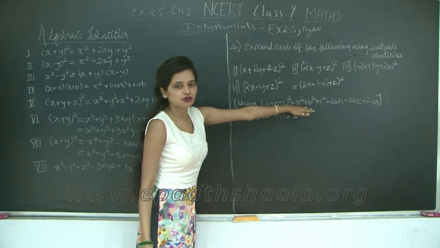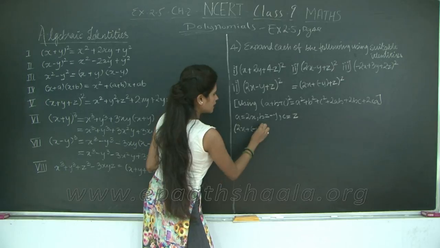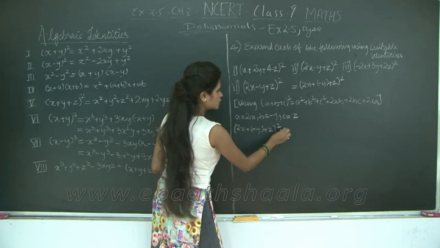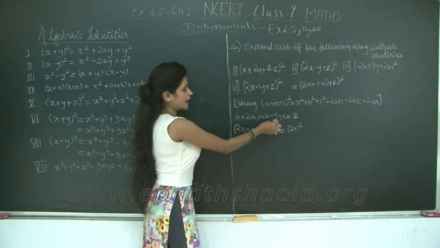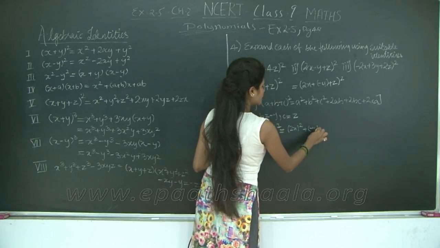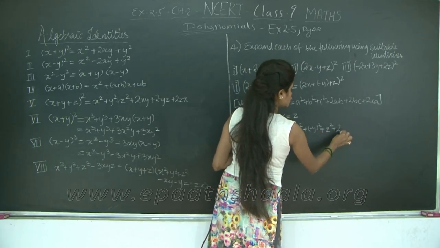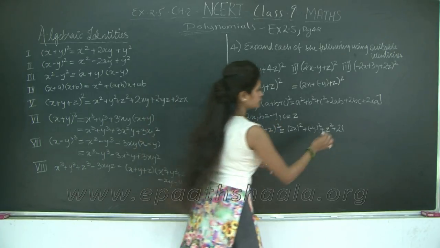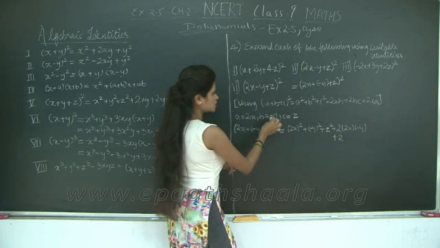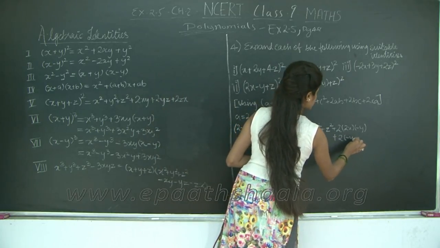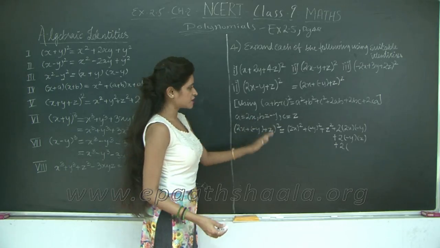Substituting the values of a, b and c into this expression, what do we get? You have 2x plus of minus y plus z the whole square is equal to a square, which is 2x the whole square, plus b square, which is minus y the whole square, plus c square, which is z square, plus 2 into a into b, so 2 into 2x into minus y. Plus 2 into b into c, so 2 into minus y into z. Plus 2 into c into a. So my c is z and a is 2x, substituting I get.